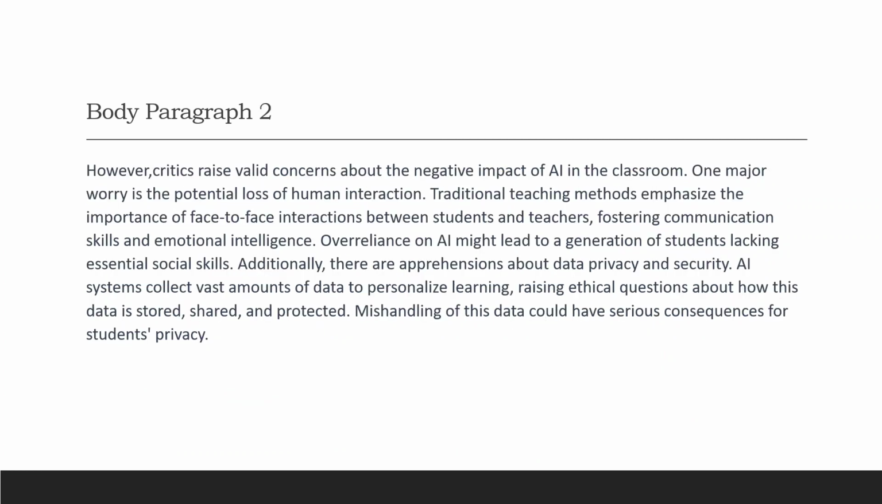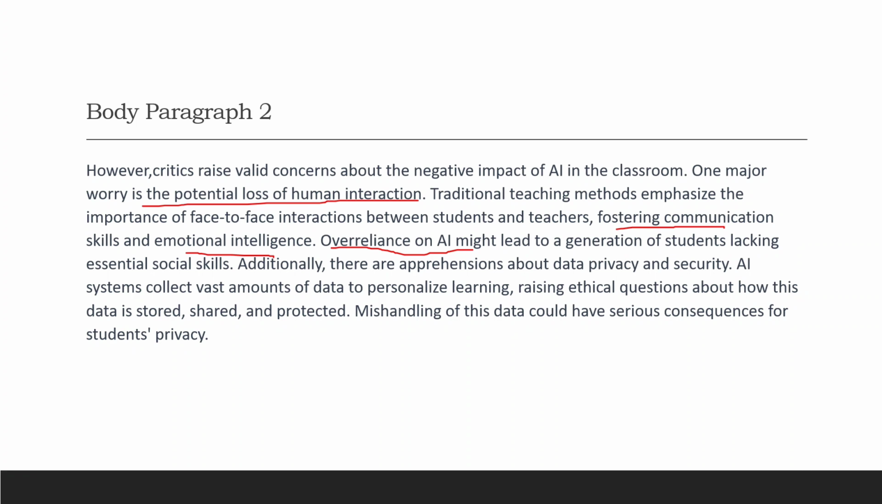Body paragraph 2. Now the other opinion. However, critics raise valid concerns about the negative impact of AI in the classroom. One major worry is the potential loss of human interaction. Good. Traditional teaching methods emphasize the importance of face-to-face interaction between students and teachers, fostering communication skills, emotional intelligence. Over-reliance on AI might lead to generation of students lacking essential social skills. This is also good.